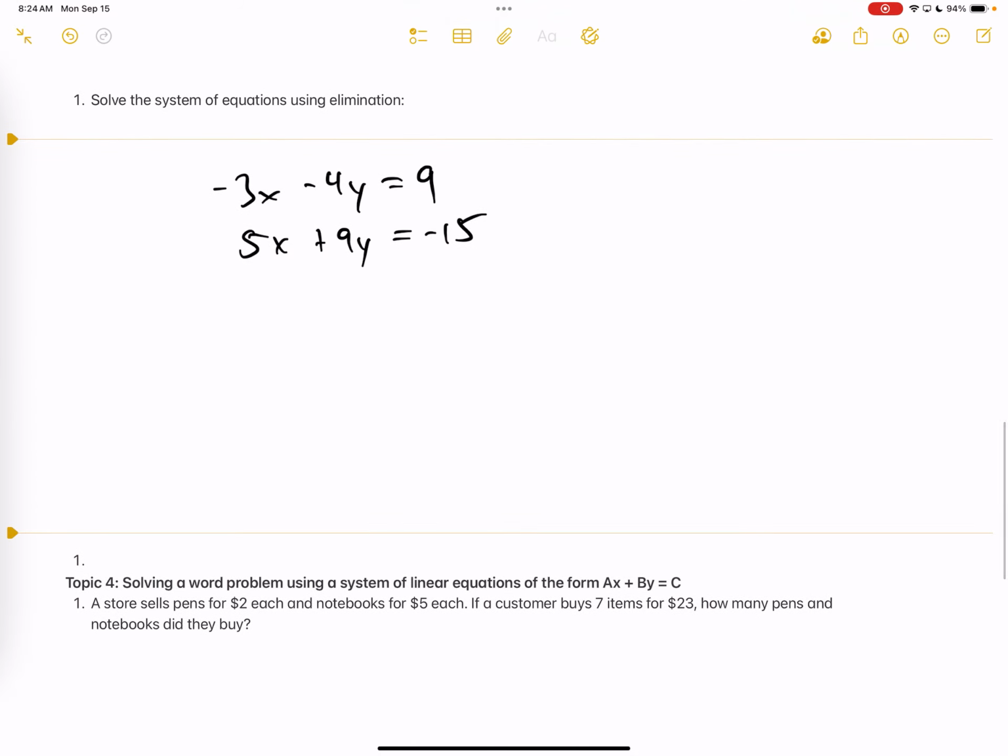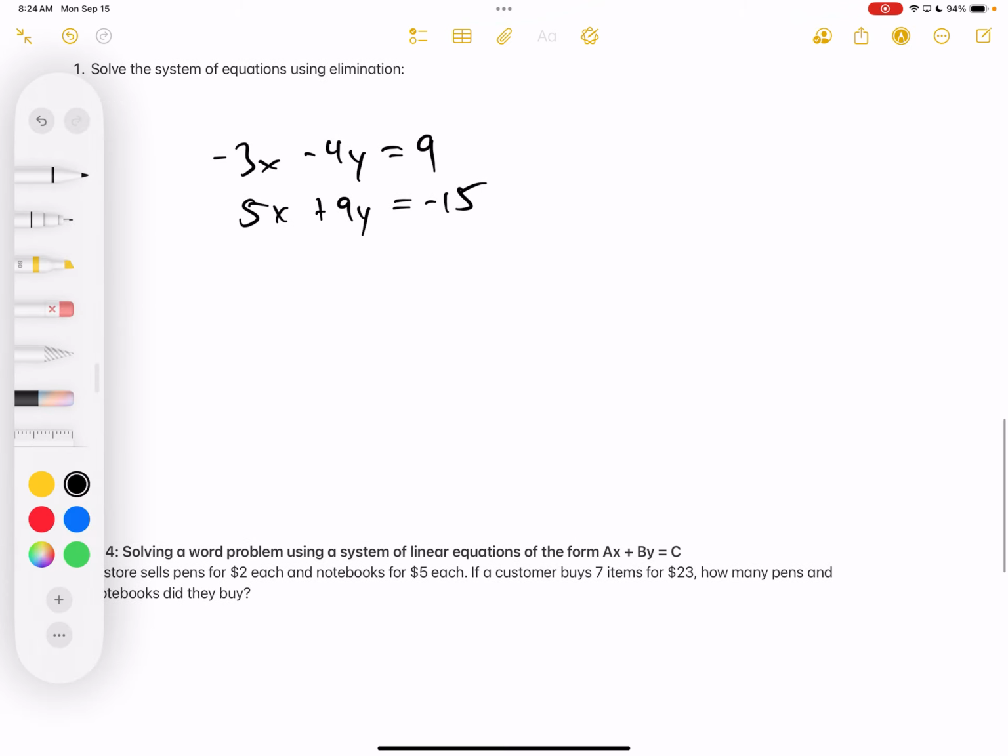So when I look at this one, I need to pick a variable to cancel out, to eliminate. It does not matter if you pick the x's or the y's. You can eliminate either one, but you may have to multiply both equations. So which one do y'all want to eliminate? Probably the x's, right? Because 3 times 5 is 15, but 4 and 9 is like 36. So you're going to get bigger numbers to work with if you do the y's, but that's fine.